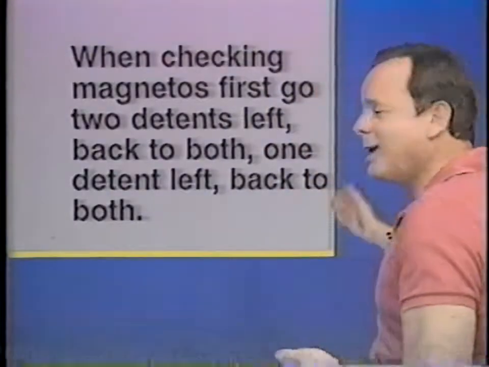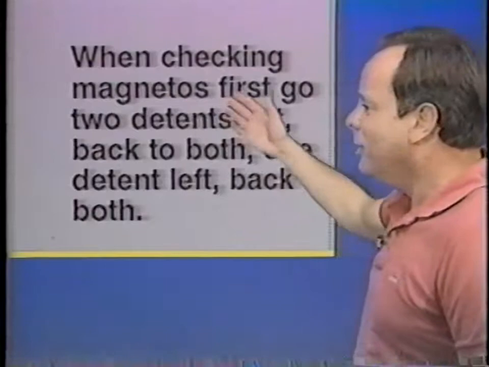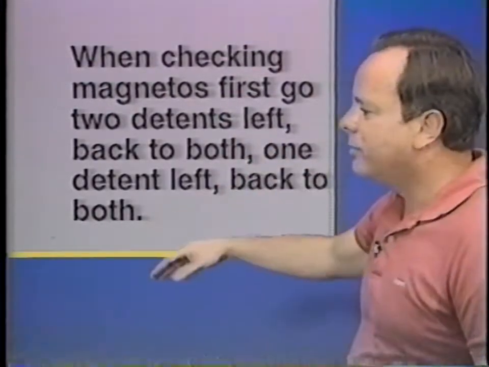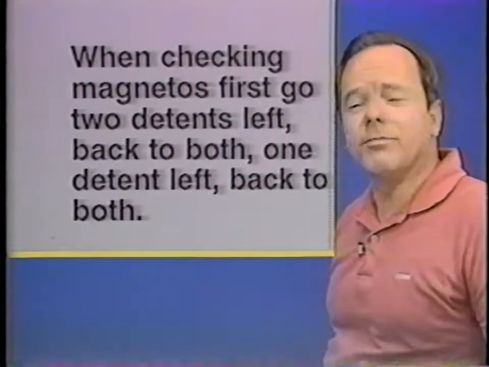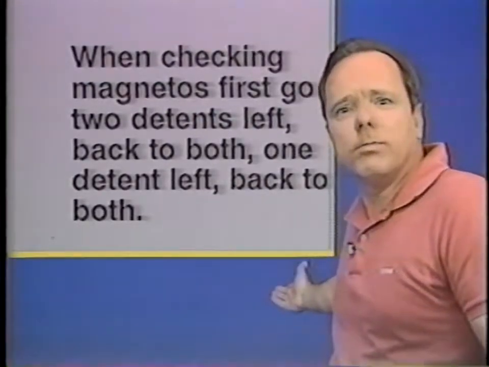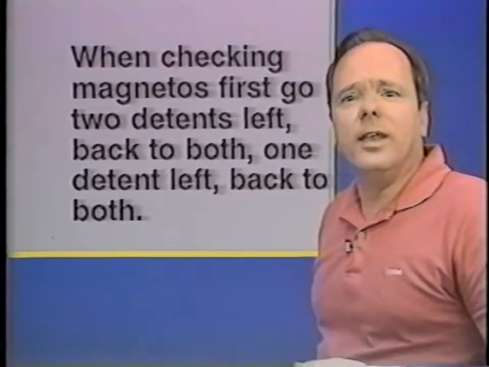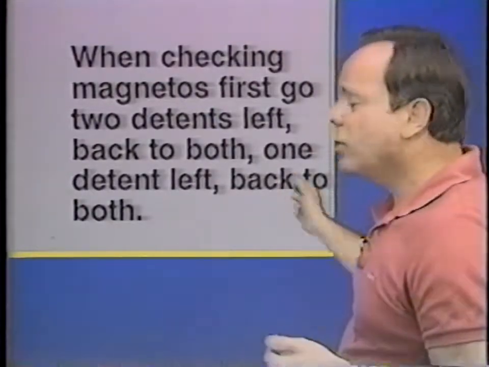All right, now other old-timers' rules of thumb. Now, I'm not an old-timer. I just talked to a lot of old-timers, and old-timers tell me when you're checking the magnetos, first go 2 detents to the left, and that'll be checking the right mag because you're shutting off the left mag. Then go back to both. Then go back 1 detent to the left, and now you're checking the left mag, and then go back to both.